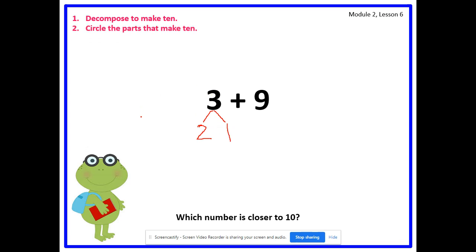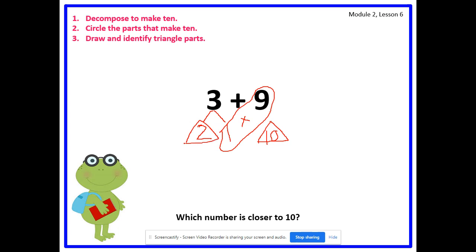Step 2. Go ahead and circle the parts that make 10. Press play when you're ready. You should have circled 9 and 1, and you put a plus symbol because 9 plus 1 equals 10. Step 3. Go ahead and draw and identify your triangle parts. Press play when you've done that. You should have drawn a triangle on 10 because that's one of our leftover parts, and on 2 because that's our other leftover part.